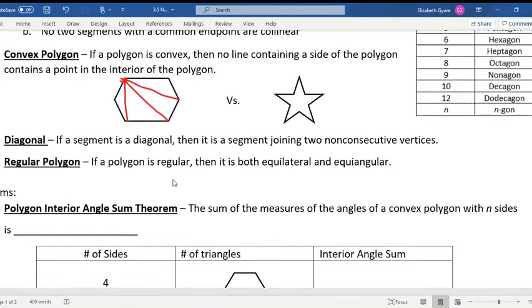Regular polygons. If a polygon is regular, then it is both equilateral and equiangular. For example, an equilateral equiangular triangle would be a regular polygon because it has 3 congruent sides and 3 congruent angles. A square would also be an example of a regular polygon. So any polygon where all the sides and all the angles are congruent.